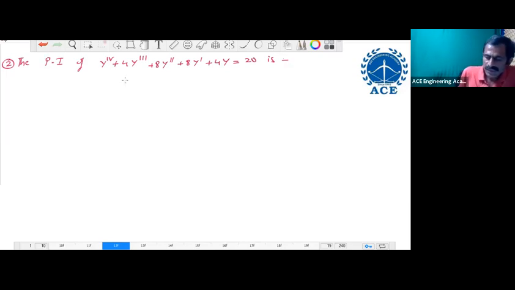What is the order of the equation? In this equation, the highest order derivative is the fourth order derivative, so it is a fourth order equation. Here, this is a term without the dependent variable y and without derivatives, so the equation is non-homogeneous, and we are asked to find the particular integral. So we need to find only yp.